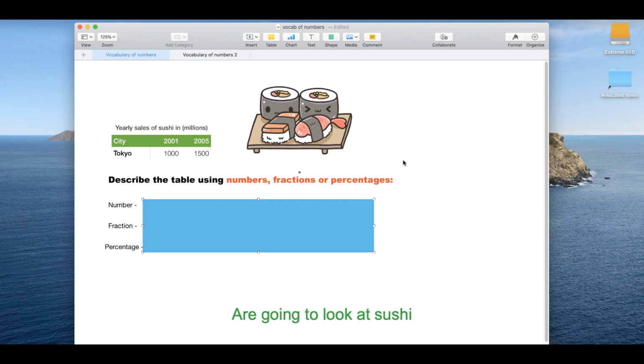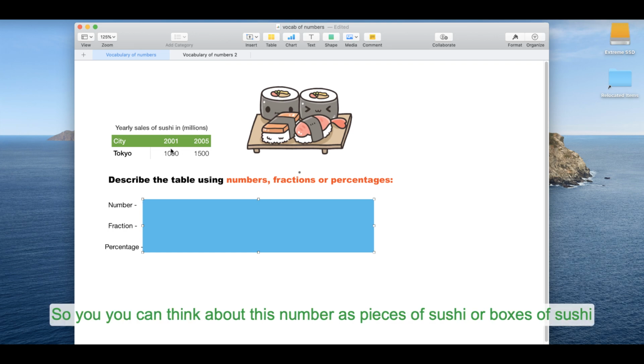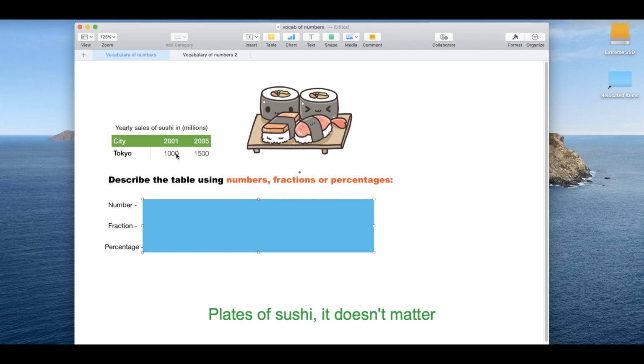In today's video, we're going to look at sushi. So this is just made up data. These are not real numbers in any way. It's just for the purpose of our explanation. So we're going to talk about how much sushi is consumed or eaten in 2001 and then in 2005. You can think about this number as pieces of sushi, boxes of sushi, plates of sushi. It doesn't matter. I just love sushi. I mean, who doesn't love sushi, right?